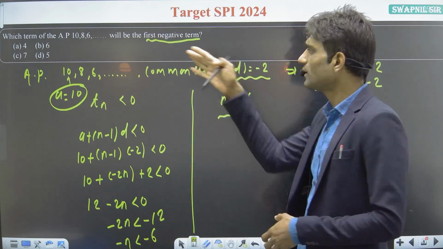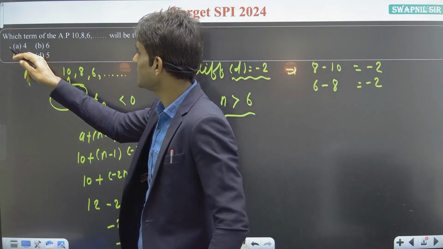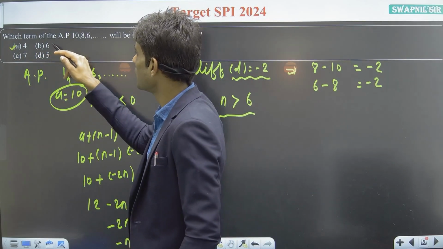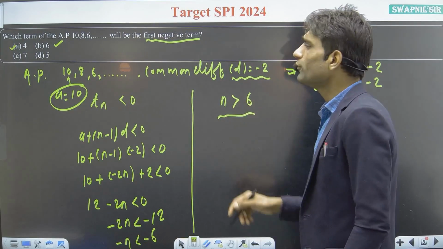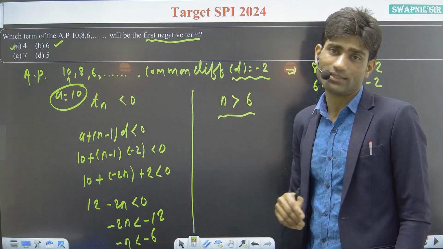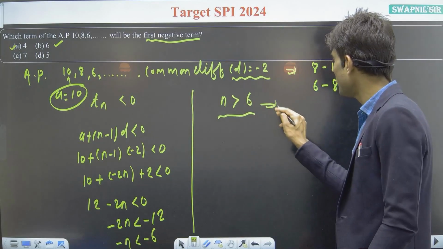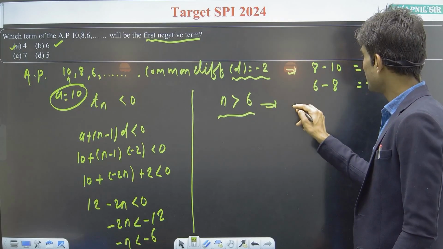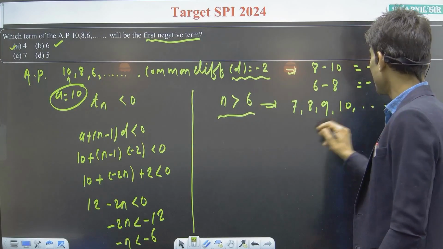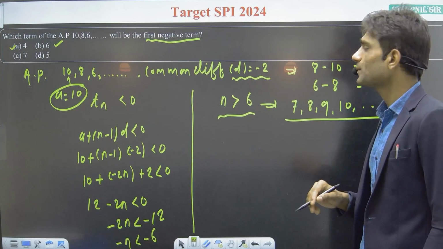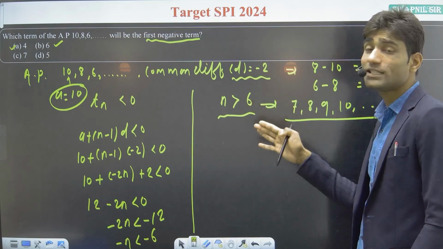Now see what the possible choices are from our options. Our first option A is 4, option B is 6. Now see that all the values of n are strictly bigger than 6. That means we want values strictly bigger than 6, which include 7, 8, 9, 10 and so on. These are all the values of n which are bigger than 6. That means we do not have the value 6 or lesser than 6.